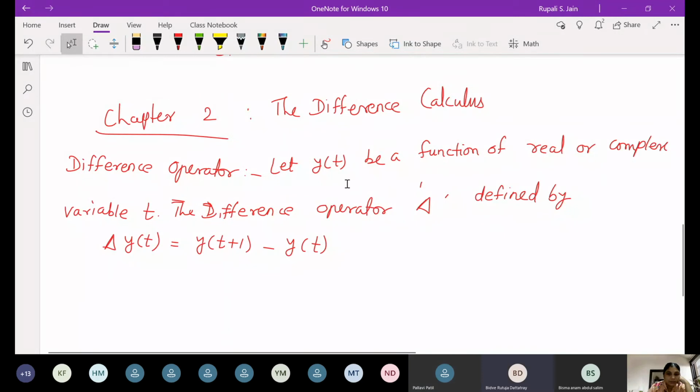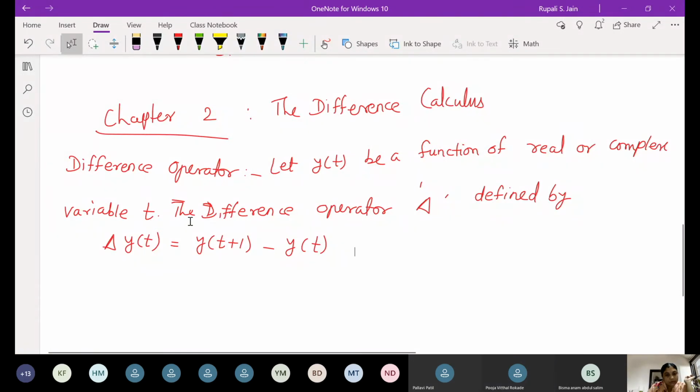Yes, ma'am. So I'm asking a question: what is the domain of y? This function y. Y is a function, right? Yes, ma'am. So what is the domain of this function? Set of real numbers. Real or complex numbers, na? Set of real or complex numbers here. Okay. So y may be a function of real numbers or y may be a function of complex variables also.